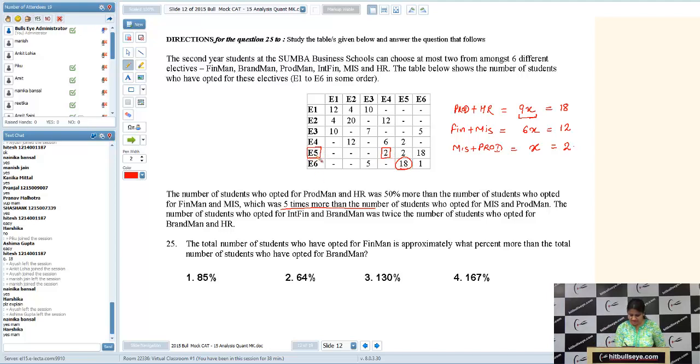This is a combination of E5 and E4. That's why we can see E5 and E4, that will give you a combination which is containing 2 students. Okay, now we have 12. 12 you can see here, it will be E4 plus E2, which is 12. Then you have 18. 18 we can see here, E6 plus E5, it comes out to be 18.